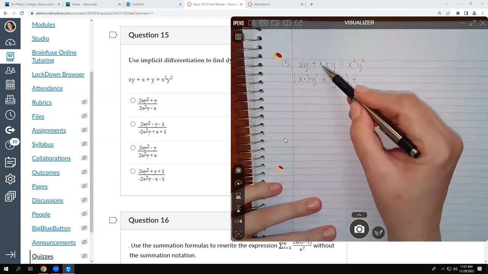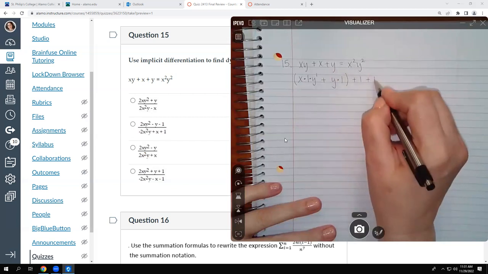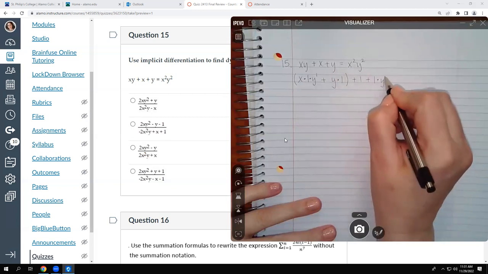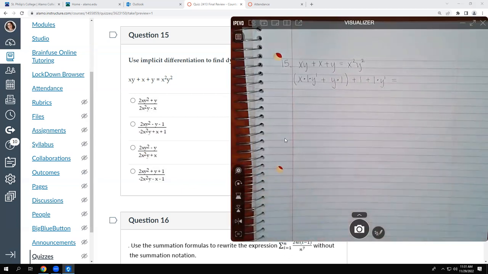The derivative of this x is 1. The derivative of this y is 1, but then we have to tag on the y prime. And now I can go do product rule on the other side.